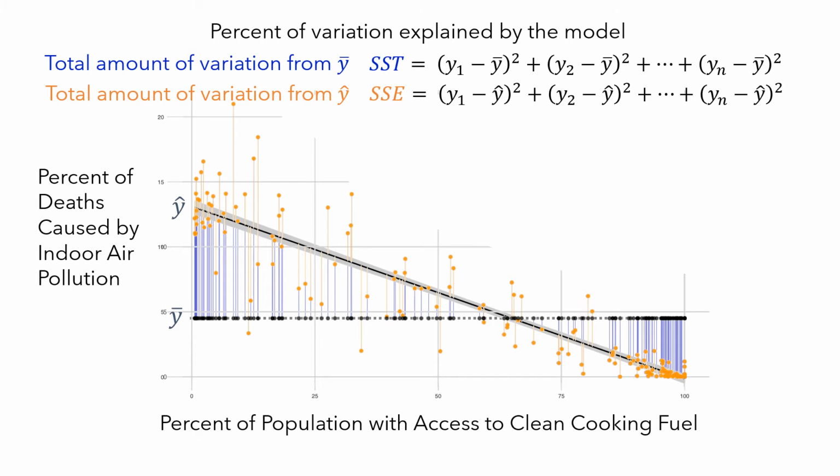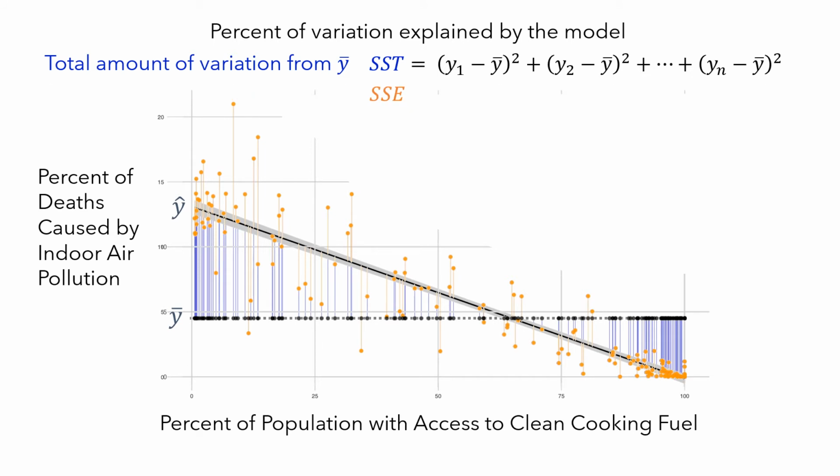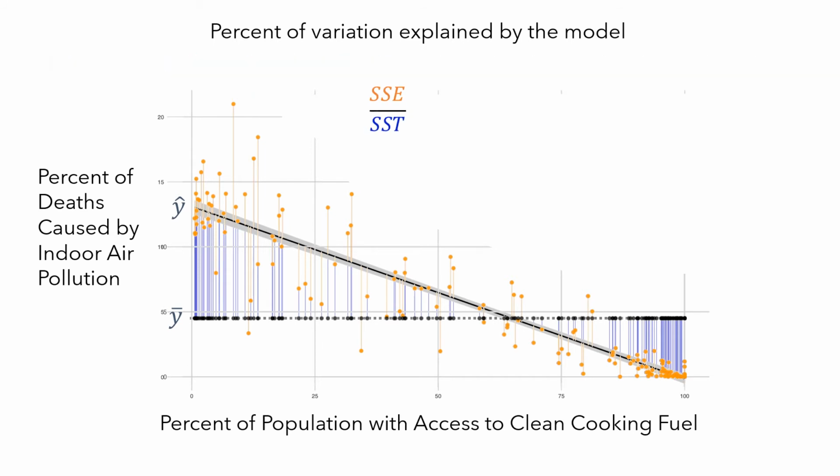To compute this, we'll take the amount of variation from our model and divide by the total amount of variation. This will give us the percent of variation that can't be explained by our model. So to get the percent of variation that can be explained by the model, we'll subtract this quantity from 1. This is called the coefficient of determination, and it is represented as r squared.